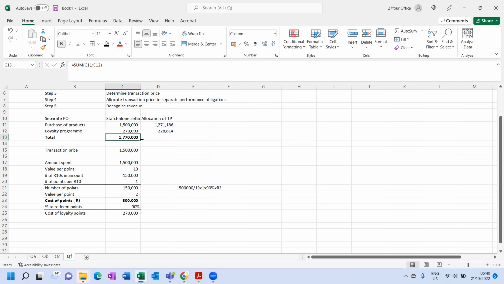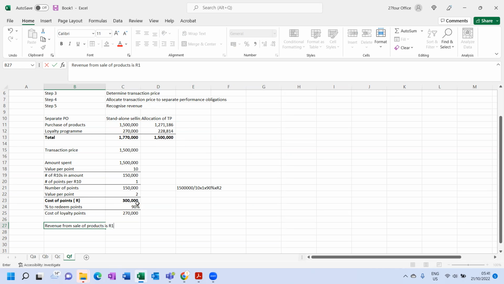So in terms of revenue, what would happen? Without a loyalty program, the sales would have been 1.5 million. But because there is a loyalty program, sales revenue can only be 1.2 million. So revenue from sale of products is 1,271,186.